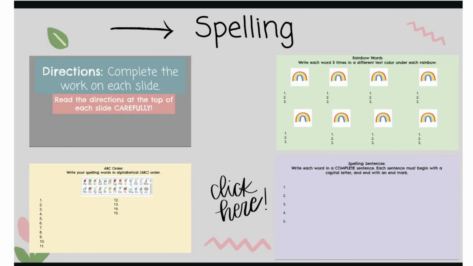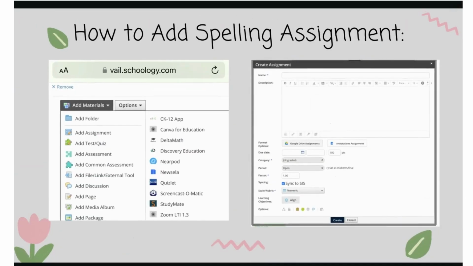Here is a sample Google Slides spelling activity you can use with your class if you'd like. You can click on the Click Here button and it'll make a copy of the assignment for you. You can, of course, make changes to this assignment to fit your class's needs. Once you have saved this assignment, it will be in your Google Drive. To add this assignment on your Schoology page, you will click Add Materials, Add Assignment. You will name your assignment, click the Google Drive button, and click on the assignment you want to add, and hit Create. This creates a copy for each student individually.